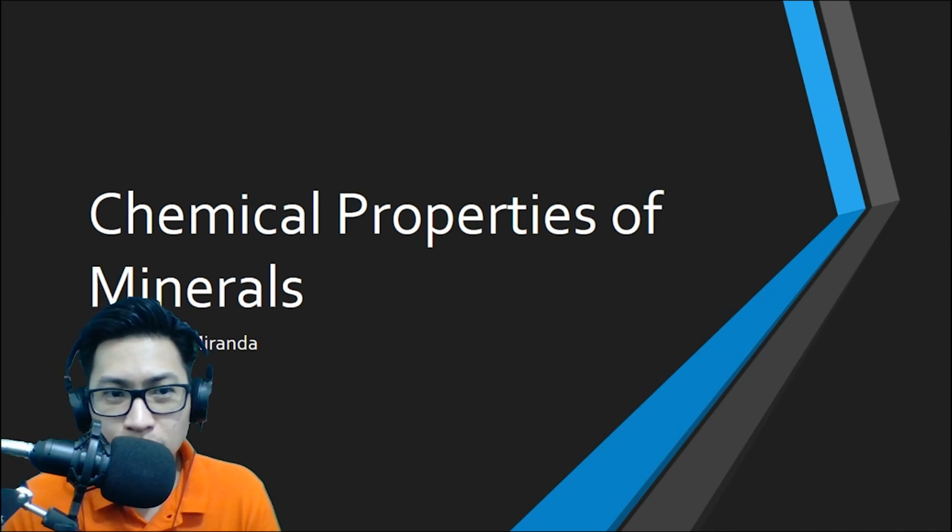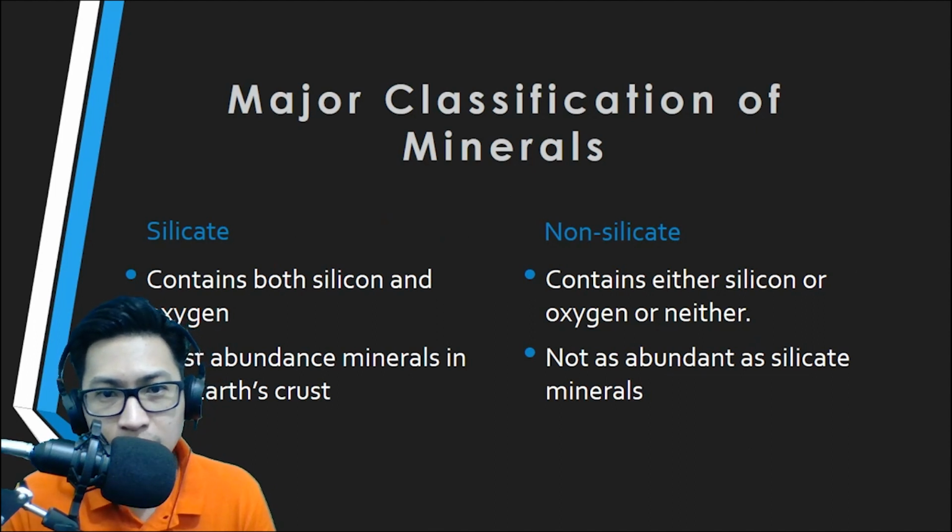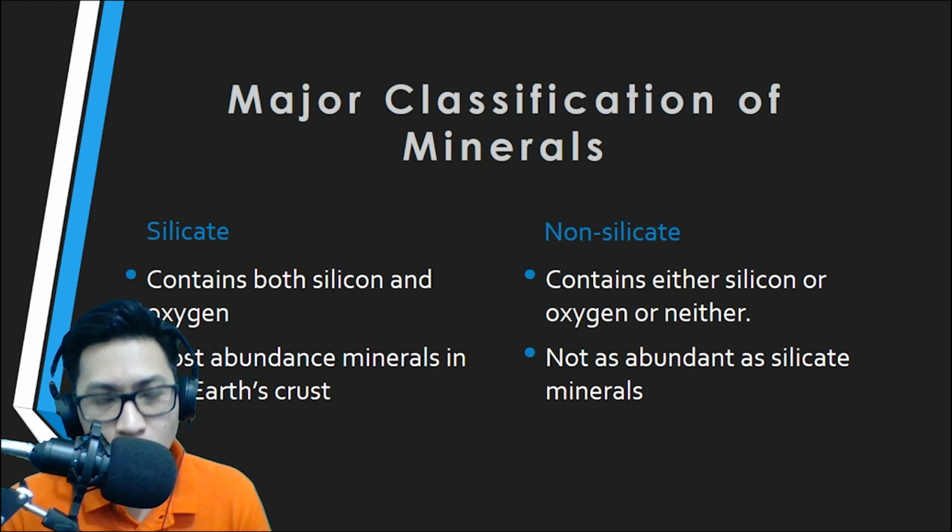In this video, we will talk about the chemical properties of minerals. We have two major classifications of minerals: the silicate and the non-silicate minerals. When we say silicate, it contains both silicon and oxygen atoms. So parehong merong silicon and oxygen atom. When we look at the chemical composition of a mineral, tapos nakita natin meron siyang SiO4, okay, na nakasulat, it means the mineral belongs to the silicate group.